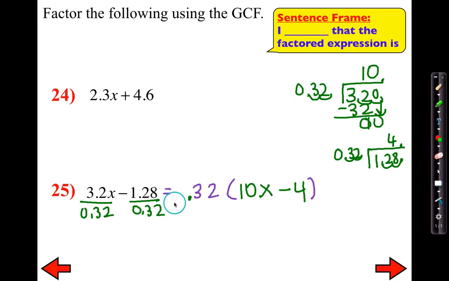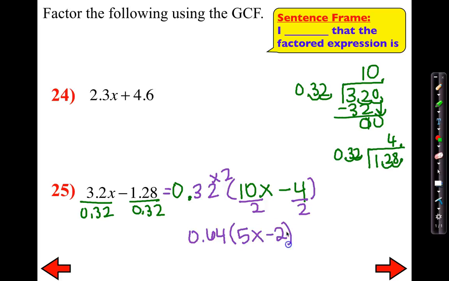Now there is an issue with this answer. Notice 10 and 4 both have a 2 in common that I can factor out still. So I'm going to have to do that. So let's factor out a 2. That means the 2 is now on the outside, so it's going to be multiplied. So here we're now left with 64 hundredths times the quantity, 5x minus 2 as our answer.